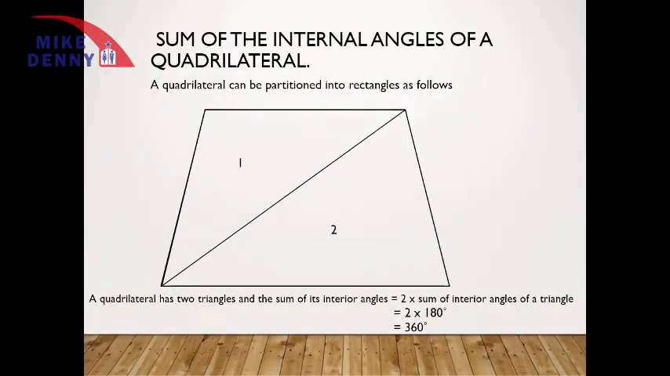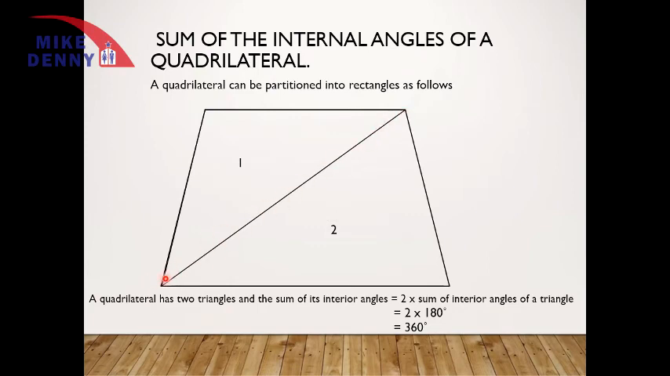And the next thing is knowing the sum of the internal angles of a quadrilateral. So as we have said before, a quadrilateral is a 4-sided figure. 1, 2, 3, 4. And to get the sum of the internal angles of the quadrilateral is very simple. Just create triangles in that quadrilateral. You can do that by joining these 2 vertices.